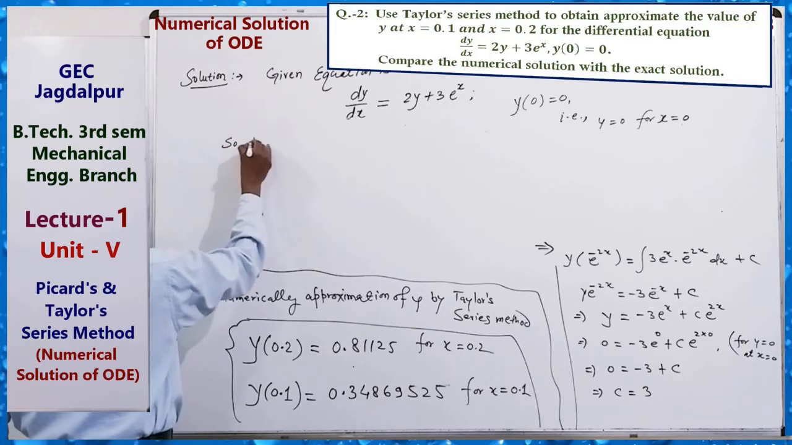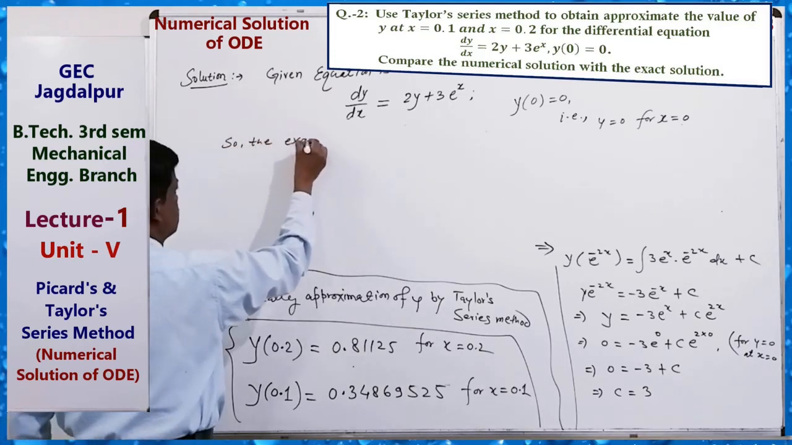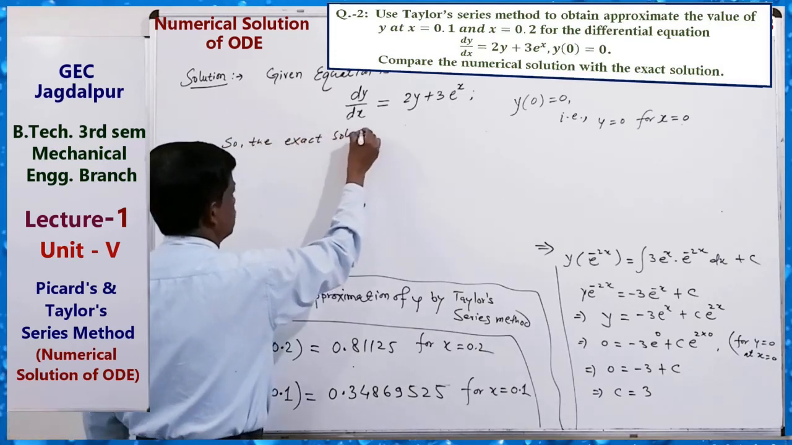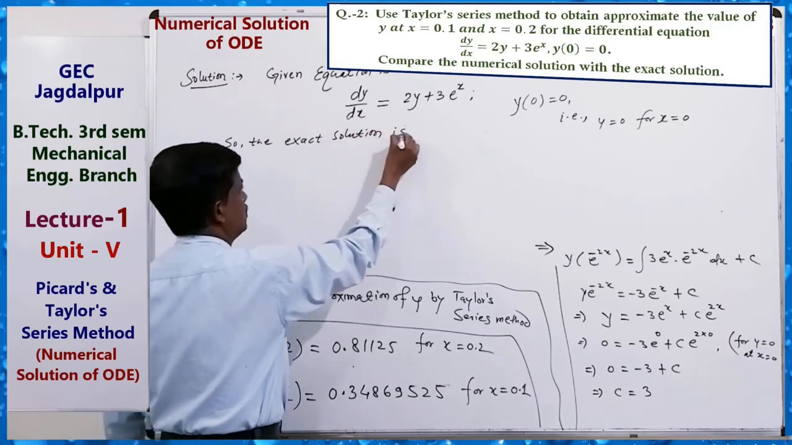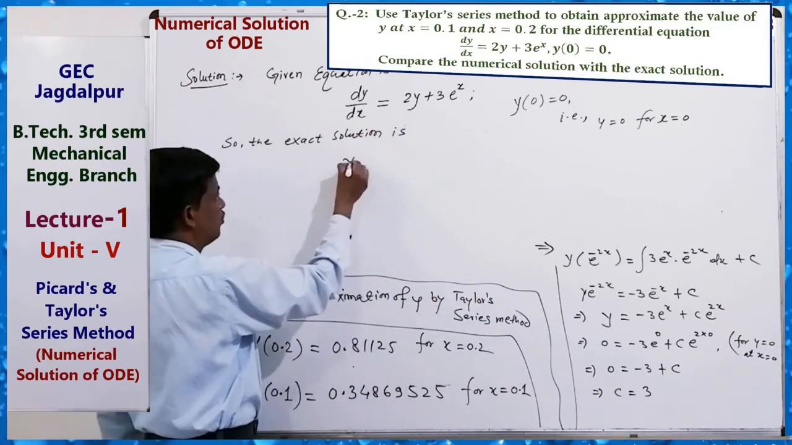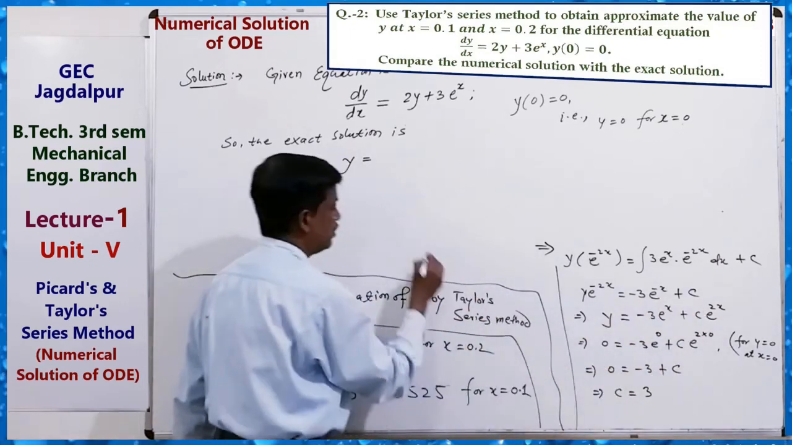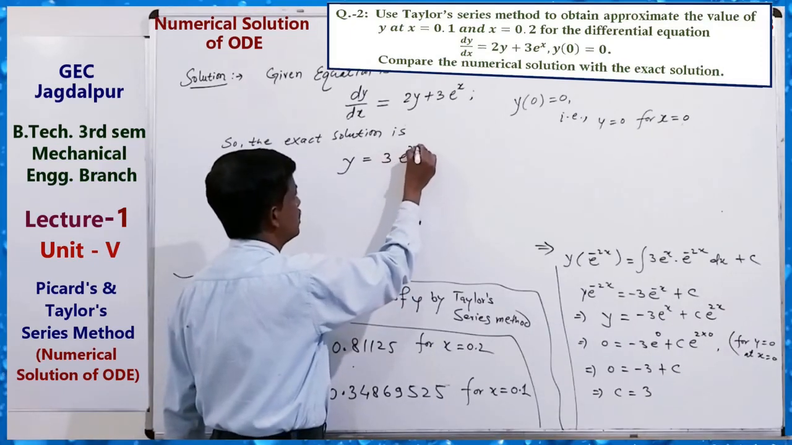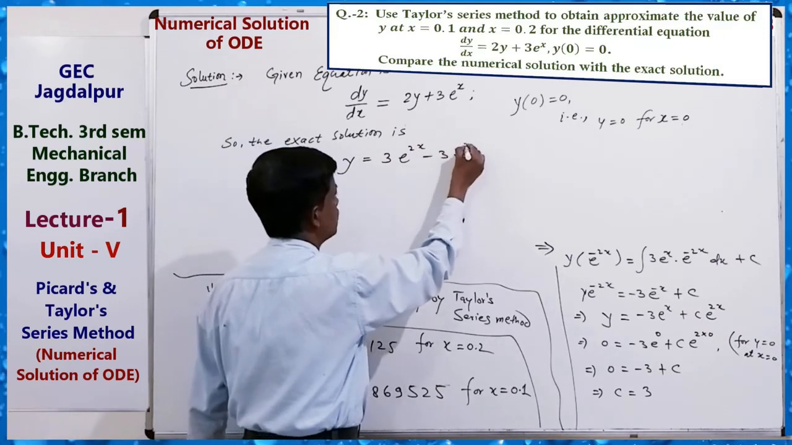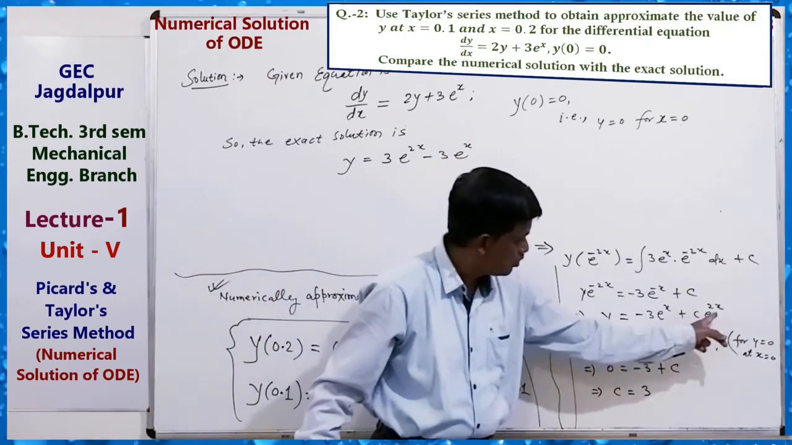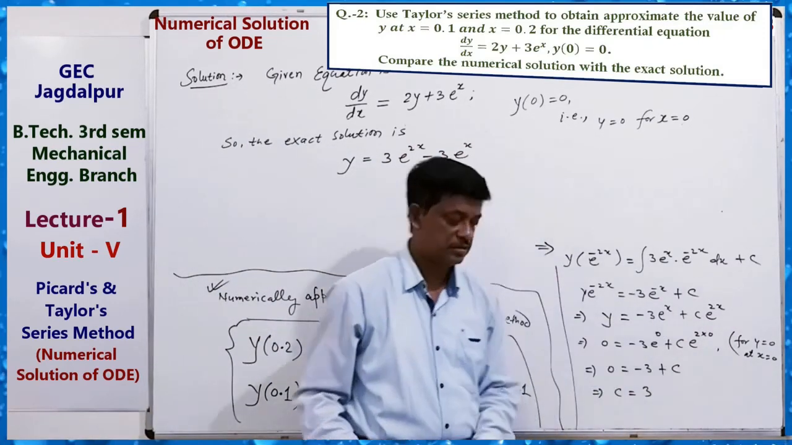So the exact solution is what? y equals this line. Put c as 3: 3 e to the power 2x minus 3 e to the power x. This is the exact solution.